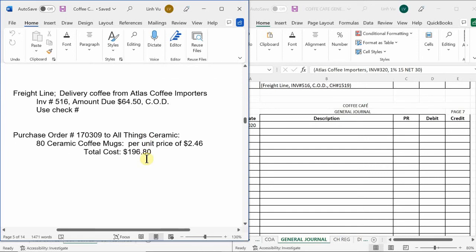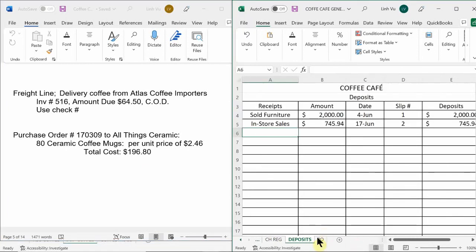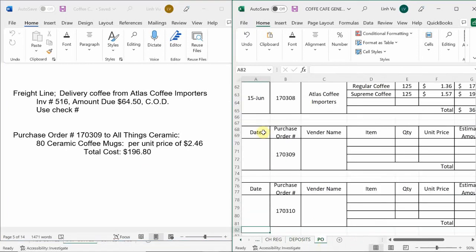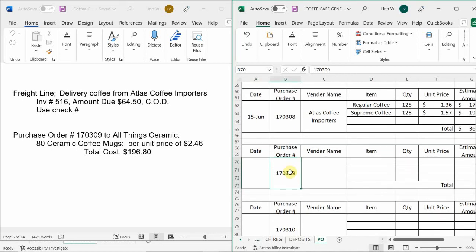Doing another purchase order to All Things Ceramic. So yes, we're gonna order 80 more coffee mugs. This time it's priced at $2.46 each, which is gonna give us a total of $196.80. So straightforward. No journal necessary, but a purchase order is. This is purchase order number 309.